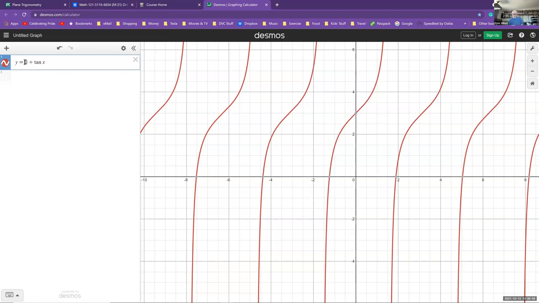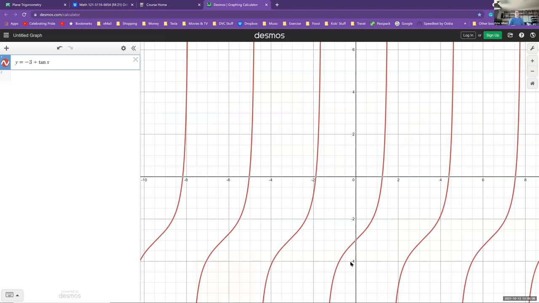Or if instead I make it go down by 3, then all of a sudden that point that went through the origin now goes through negative 3, and all of the curves just drop down by 3 spaces.